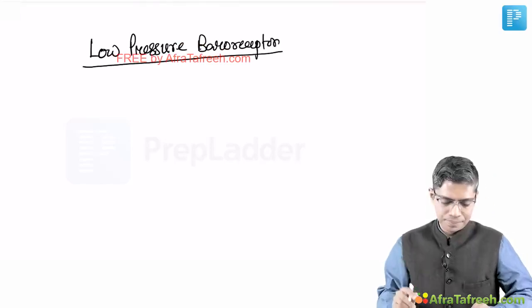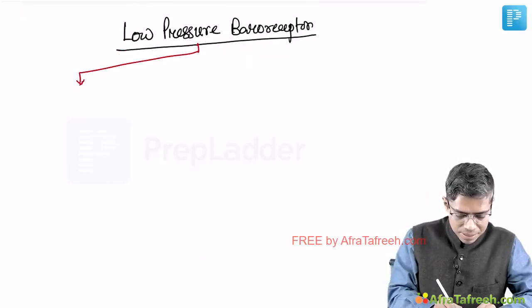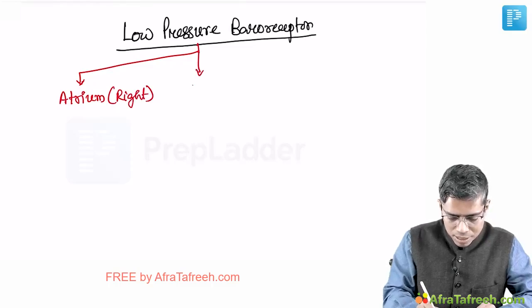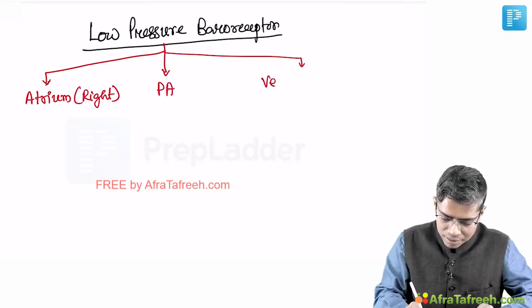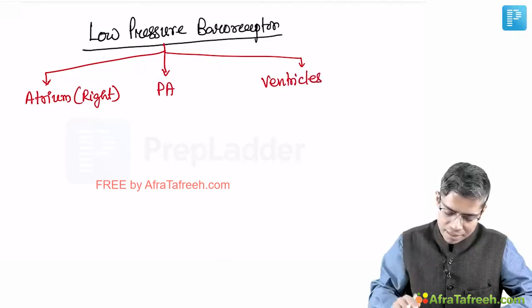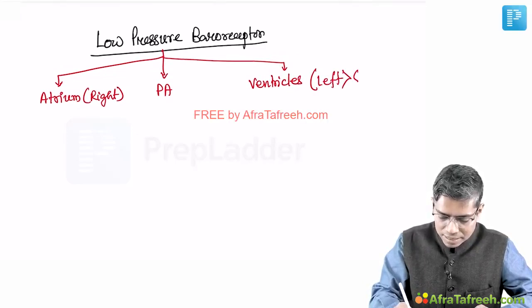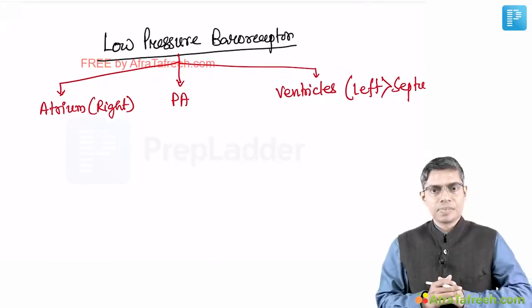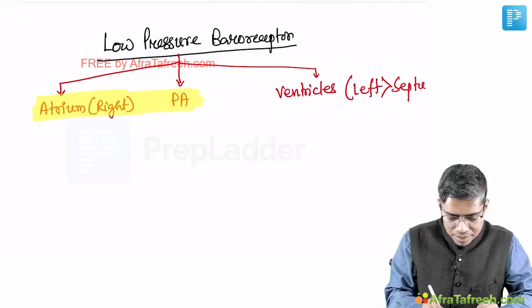Low pressure baroreceptor, they are located in 3 locations. One is atrium, mainly the right atrium. Okay, so atrium I am writing here, mainly the right atrium. It is also located at the level of pulmonary artery, and it is also located at the level of ventricles. Ventricle means mainly at the level of left ventricle greater than septum, right?